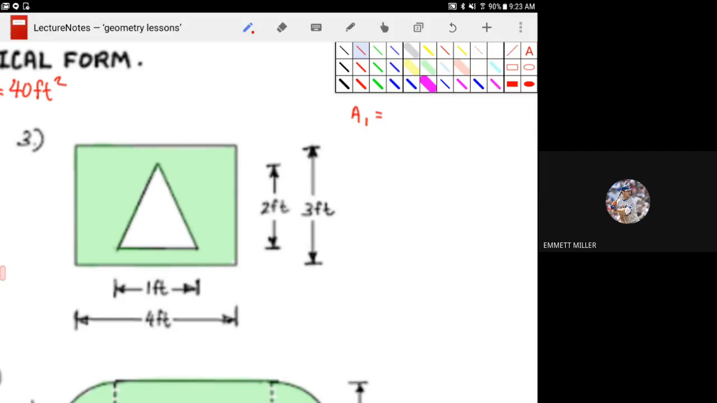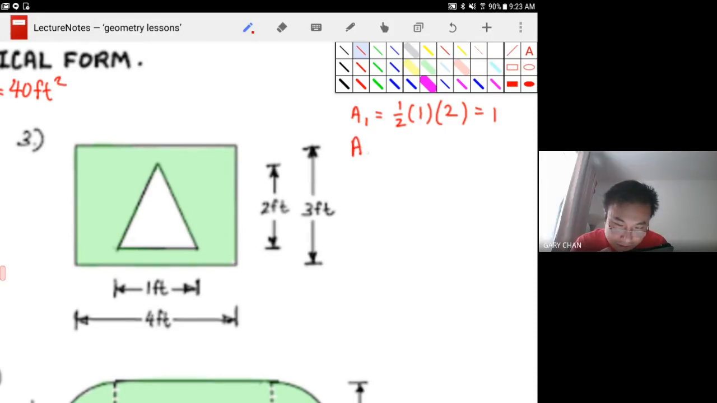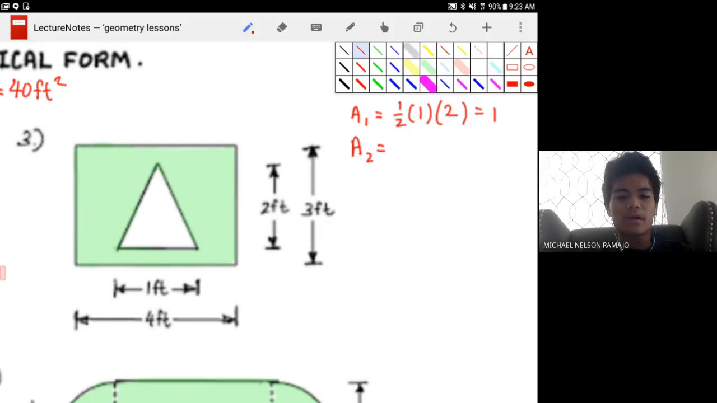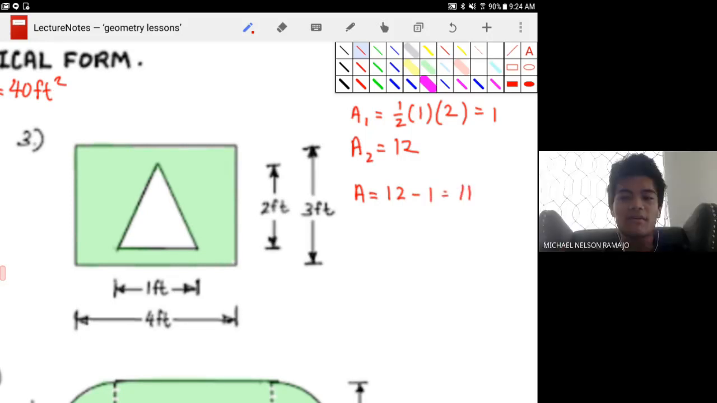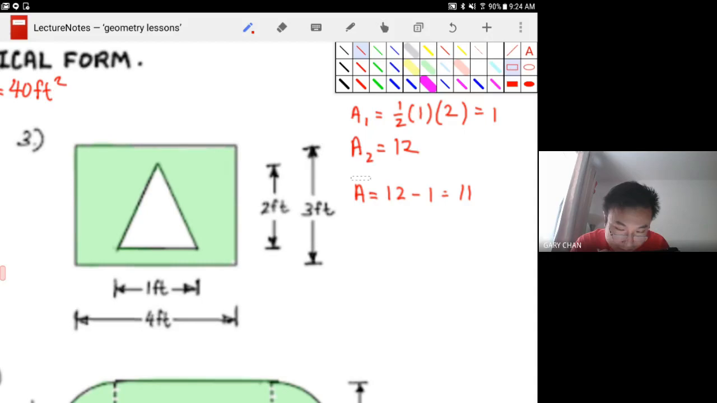So it's base times height divided by 2. So it's 2 times 1 divided by 2, so the answer is just 1. There you go. And then the area of the rectangle. Michael, what's the area of the rectangle? It would be 12. So the area of the overall green shaded area is just 12 minus 1, or 11. Yep, that's all it is.